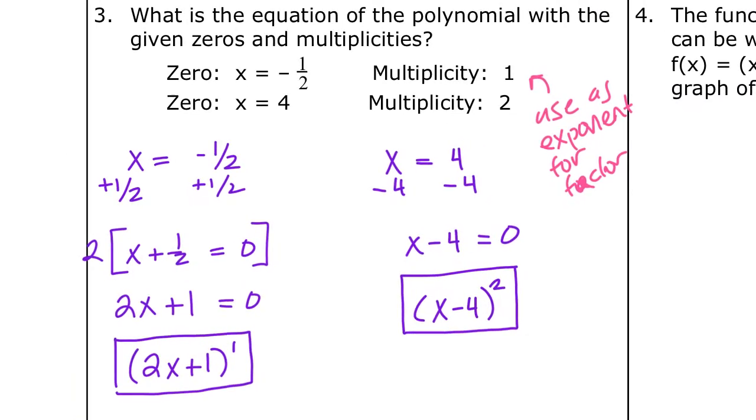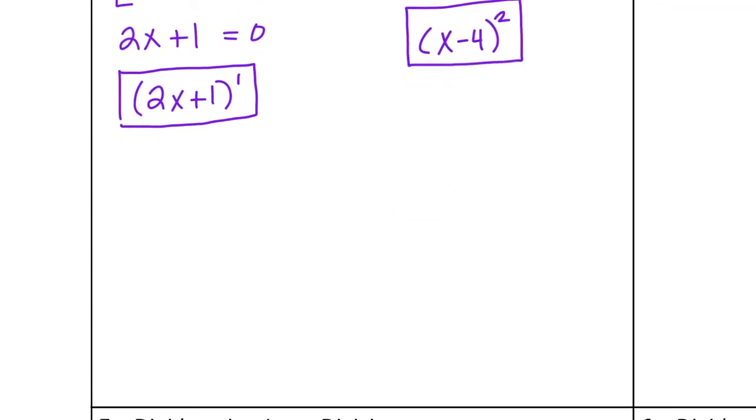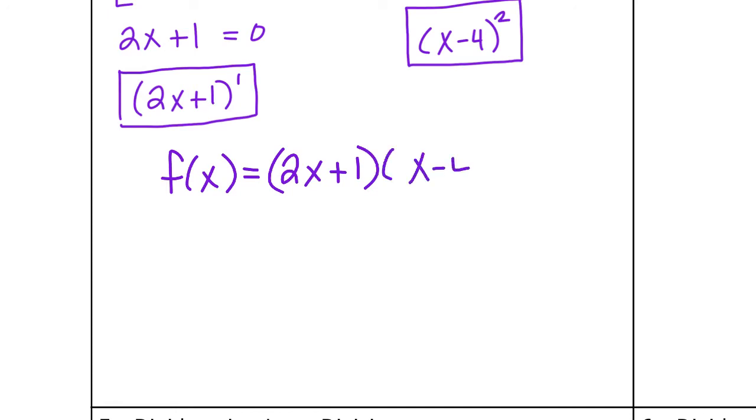Okay, but now that I have both my factors, I can write my polynomial in factored form. That would be f of x equals 2x plus 1 times x minus 4 squared. So this is already the polynomial, it's just in factored form.